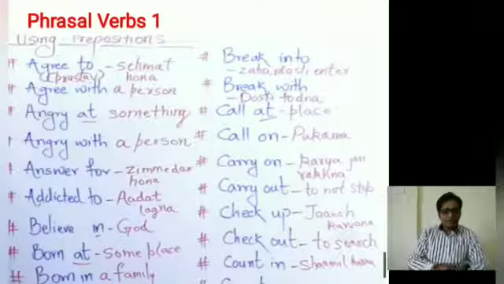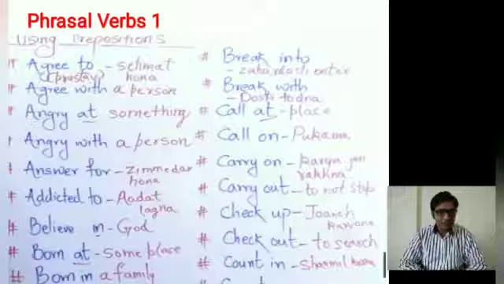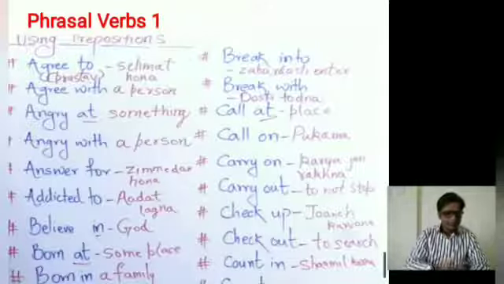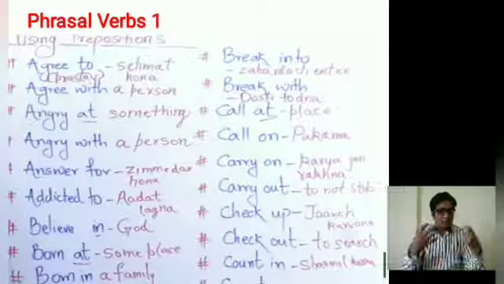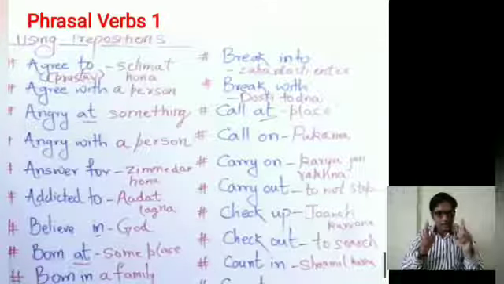So first one, see, here is the list of phrasal verbs. I will be explaining each and every one which is there. So agree to, meaning to consent. Agree to and agree with. These are the two phrasal verbs.